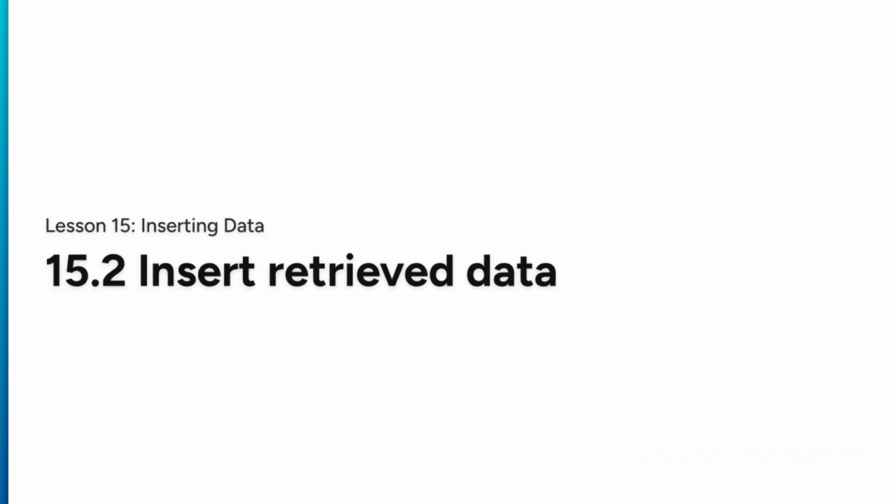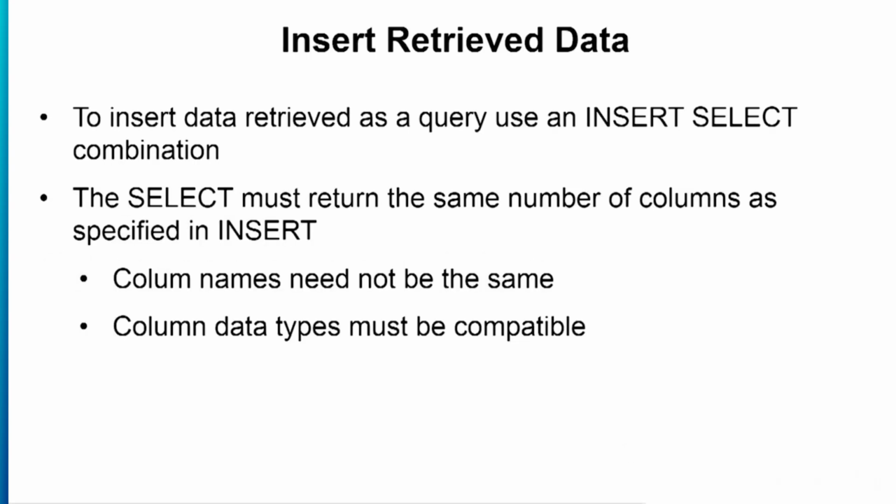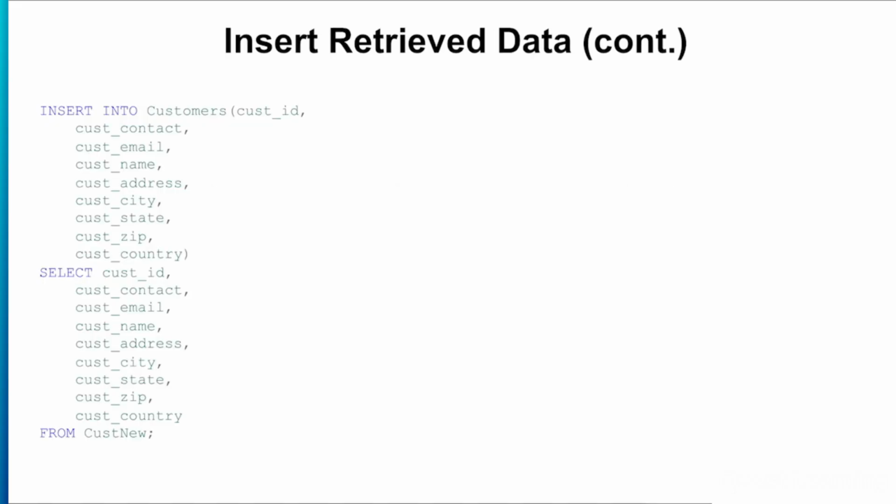Insert is usually used to insert a single row, but insert can be used in conjunction with select to insert multiple rows. What insert then does is execute the select statement, and whatever gets retrieved gets inserted. This is called an insert-select combination, and the select obviously must return the number of columns needed by insert. Column names need not be the same, types must be compatible. Here's an example. Here, the select statement at the bottom is retrieving customer information from a table called customer new, and it is inserting all the rows that were retrieved, however many they are, into our customers table.